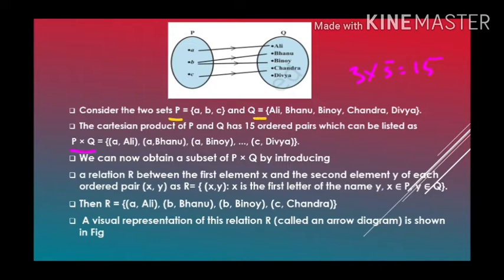That's why the Cartesian product P cross Q will contain 15 elements, and the elements will be in the form of A Ali, A Bhanu, A Binay, A Chanda, A Divya. Again B Ali, B Bhanu, B Binay, B Chanda, B Divya. Similarly C Ali, C Bhanu, C Binay, C Chanda and C Divya. This will be the total collection of 15 ordered pairs from the set P cross Q.